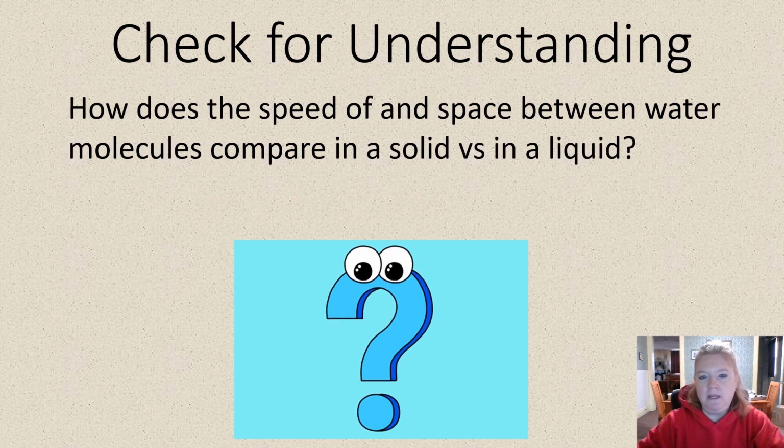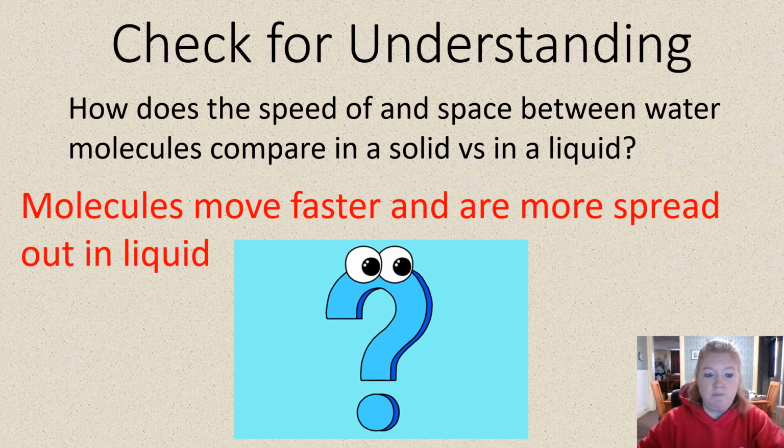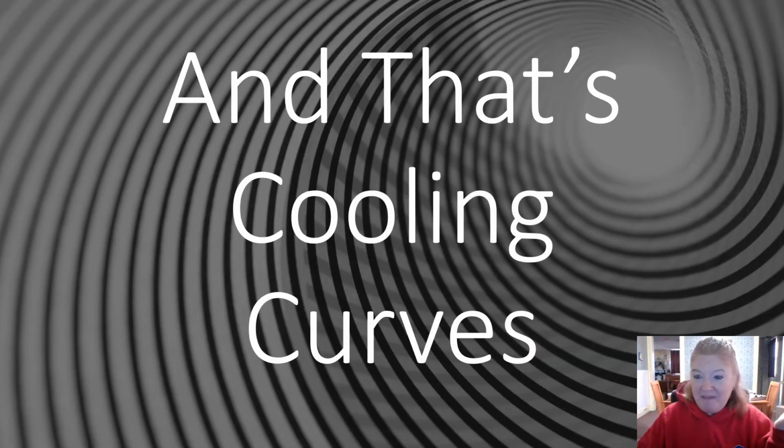How does the speed of and space between water molecules compare in a solid versus in a liquid? Well, the molecules move faster and are more spread out in a liquid, so that means the molecules are moving slower and are closer together in a solid. And there you have it. That is cooling curves. I hope you learned something new today.